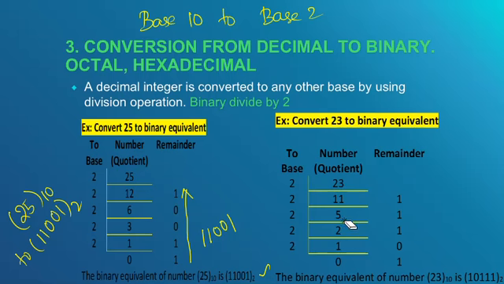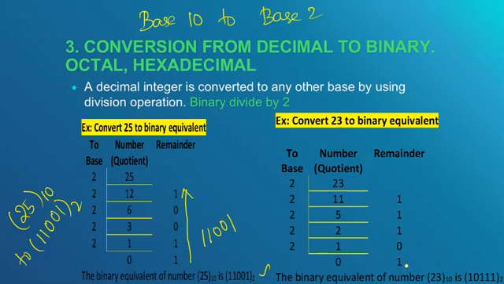2 into 5 is 10, so 11 minus 10 is 1, so the remainder is 1. And 2 into 2 is 4, so 5 minus 4 is 1, so the remainder is 1. Then 2 into 1 is 2, so the remainder is 0. Finally you will have 2 into 0, so the remainder is 1.